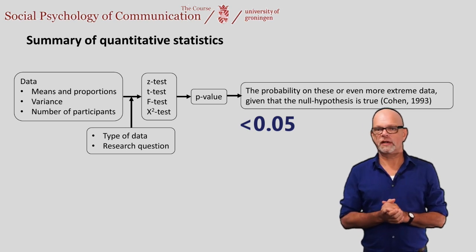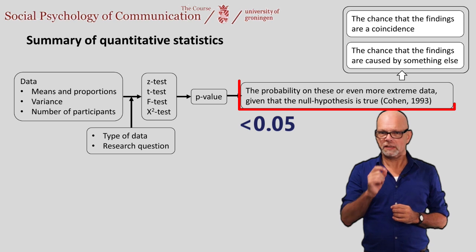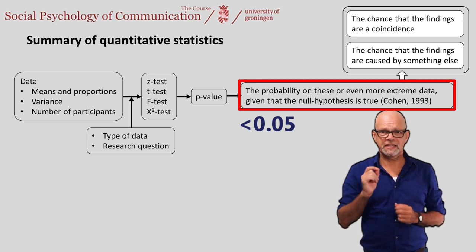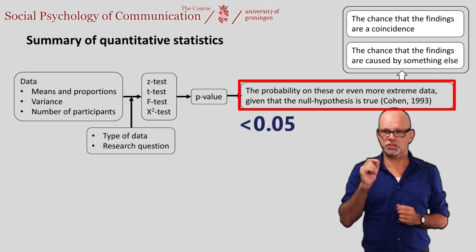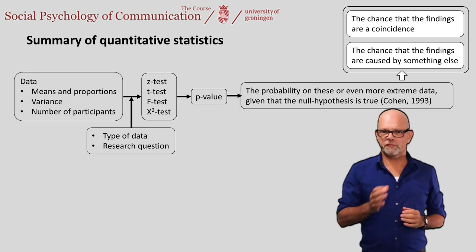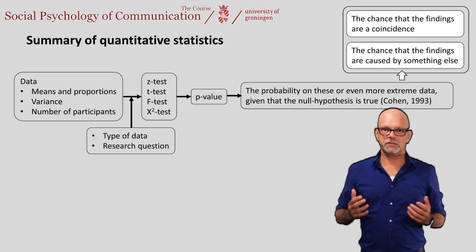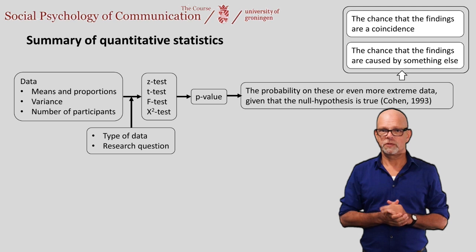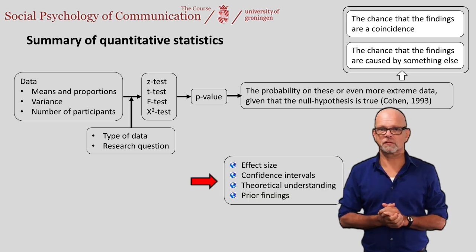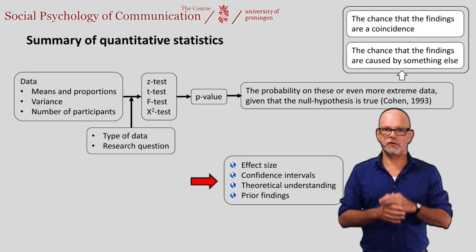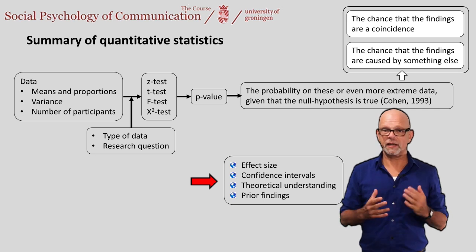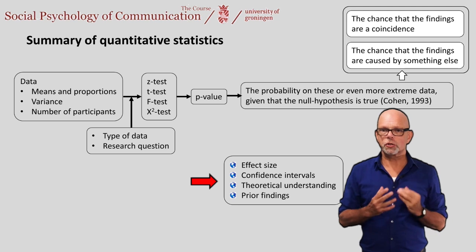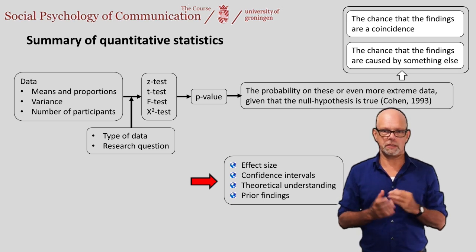Statistically, the p-value is the probability of these data, or even more extreme data, given that the null hypothesis is true. The p-value is under fire, and other aspects of the results may be equally important, such as the effect size, confidence intervals, our theoretical understanding, and prior findings. All these things are needed to conclude what the results really mean.